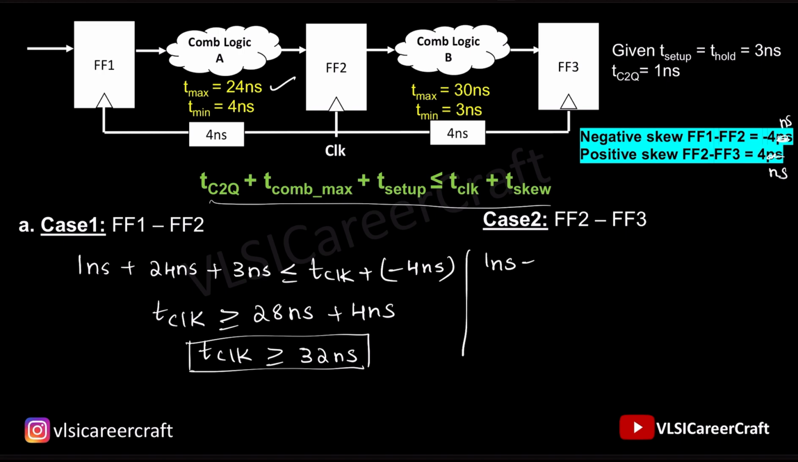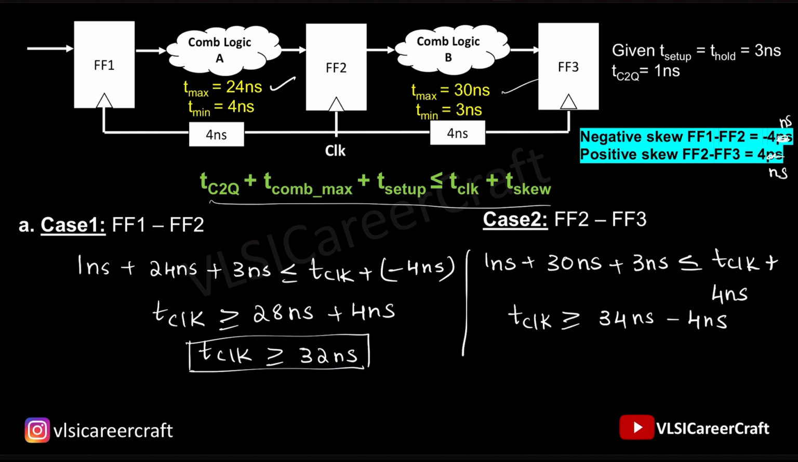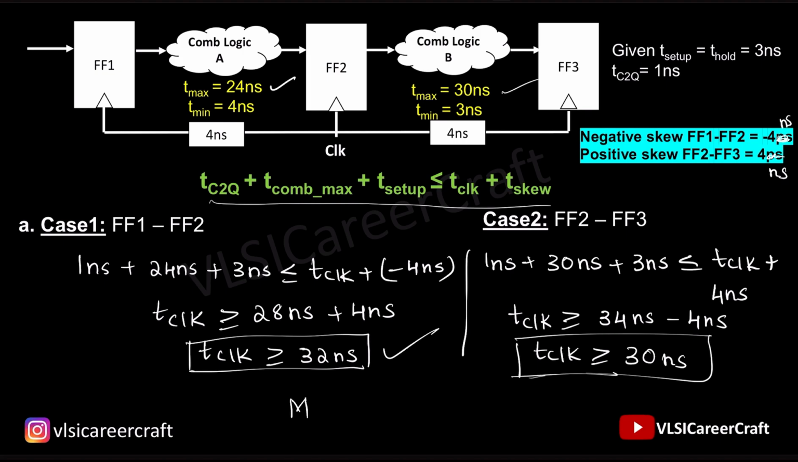Similarly, for case 2, the maximum combinational delay is 30 nanosecond plus T setup is given as 3 nanosecond, which is less than or equal to T clock plus, in this case, we observe positive clock skew. So finally we get T clock greater than or equal to 34 nanosecond minus 4, which is nothing but 30 nanosecond. In these two cases, we see the worst case is path 1. Therefore, minimum T clock is equal to 32 nanosecond.